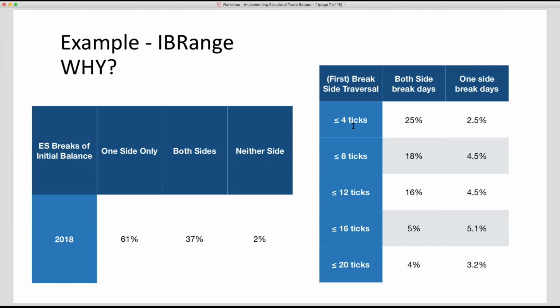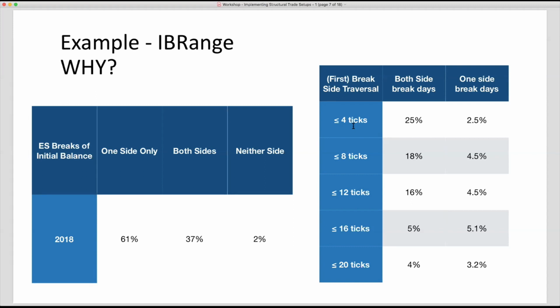So in this second column, I've analysed the days where both sides of the initial balance have breaks, and I'm looking to understand the frequency of the weak break according to how weak the break is. And what we can see is the weak break is 4 ticks or less 25% of the time, 8 ticks or less 18% of the time, 12 ticks or less 16% of the time, and so on.